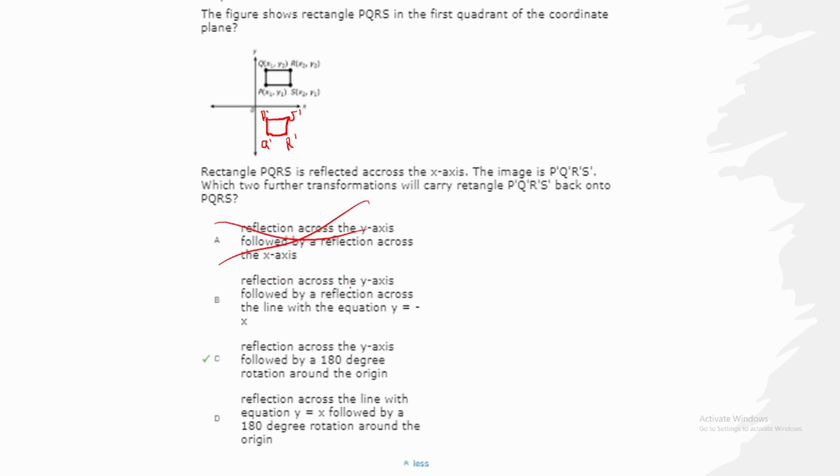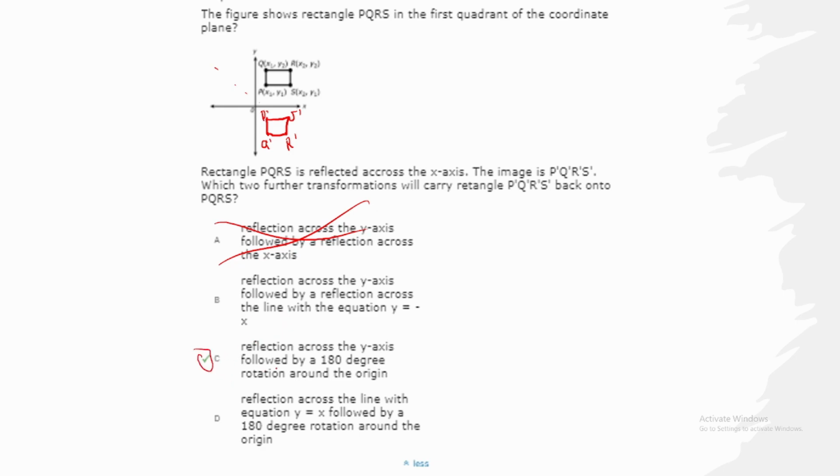B says a reflection across the y-axis followed by a reflection across the line with the equation y equals negative x. The reflection across the y-axis will bring me here. My line y equals negative x is a diagonal line going like that, downward across our grid, and that would flip us back up here. Now, would that give us what we want? Not necessarily.